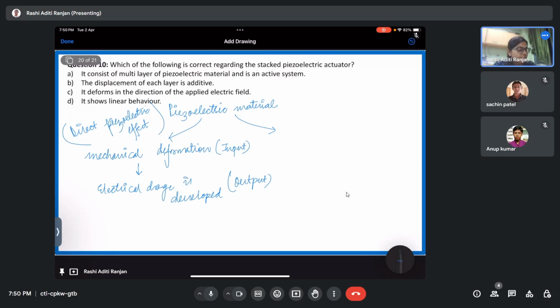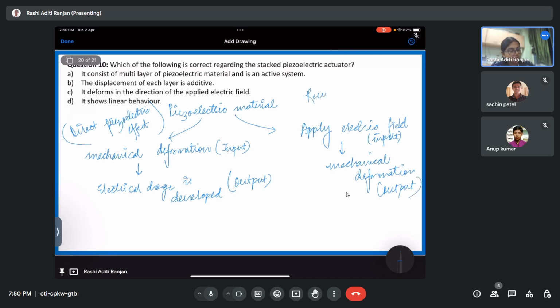Apart from that, it also shows the reverse piezoelectric effect. What is going to happen if I apply an electric field across it? This is my input. It is going to show mechanical deformation, which is an output. And this is known as the reverse piezoelectric effect. Okay, so you can see that my system now shows two kinds of effect: the direct piezoelectric effect and the reverse piezoelectric effect.